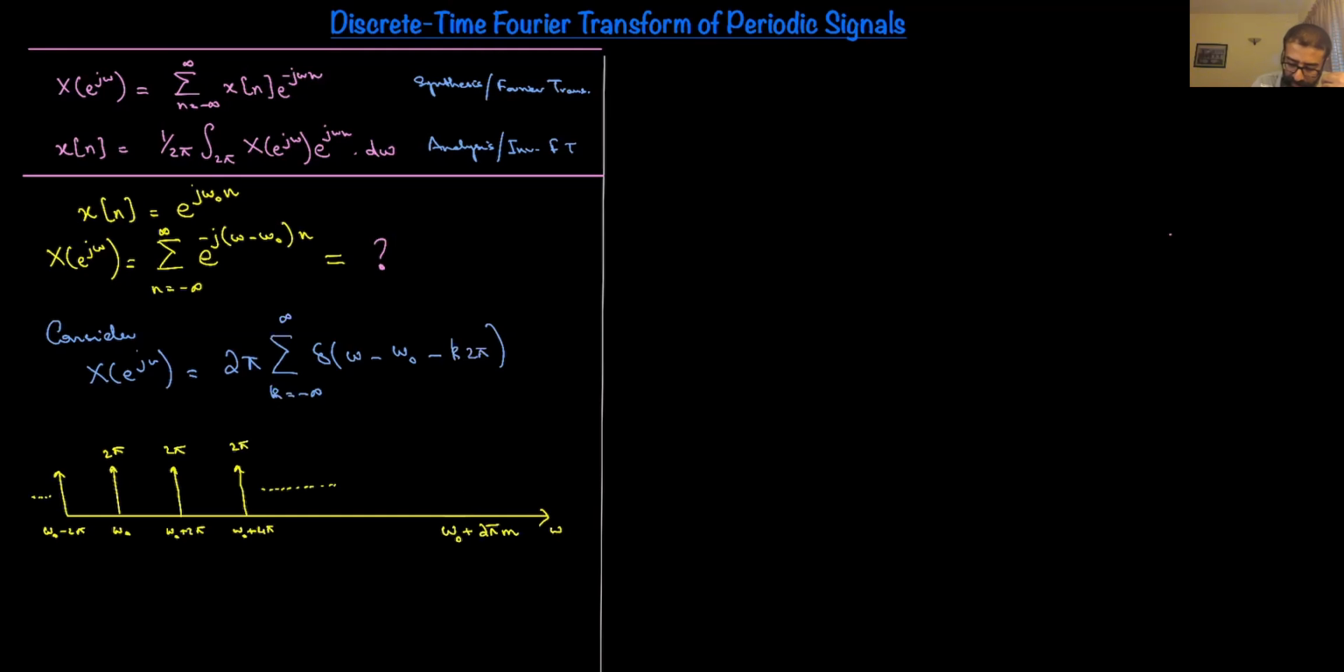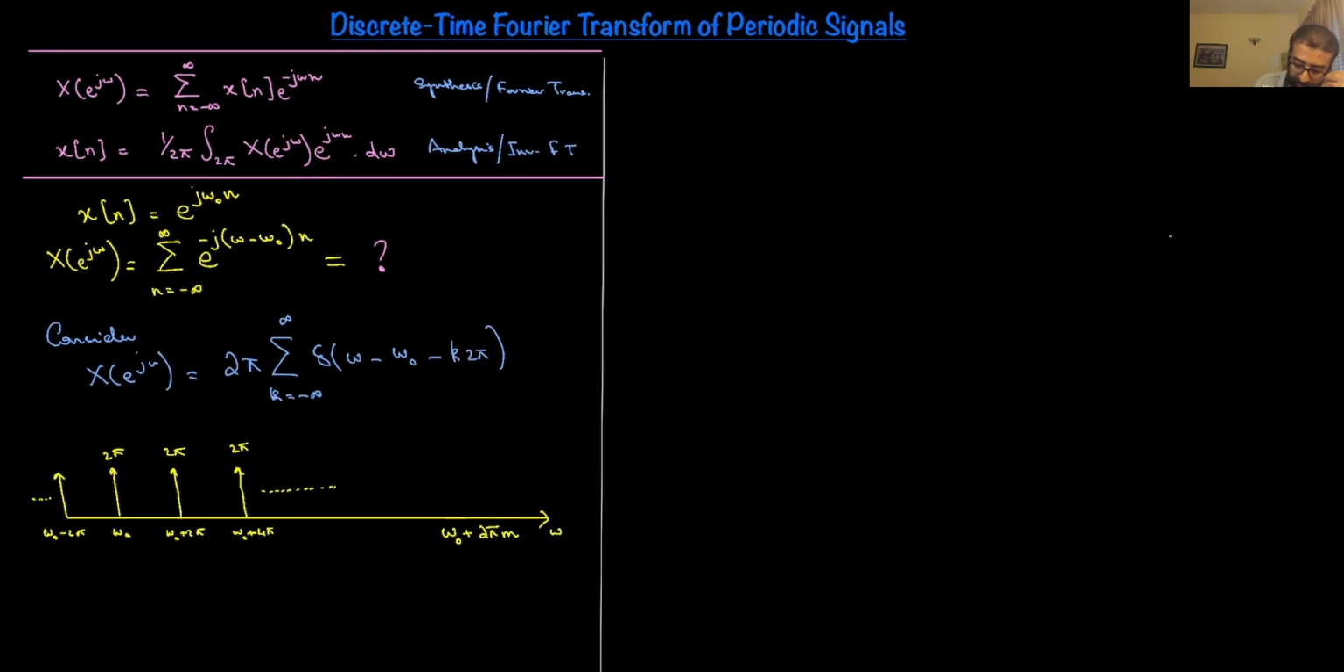Let's try to find the inverse Fourier transform for this. In order to find the inverse Fourier transform, I just use the analysis equation. This is 1 upon 2 pi, and then an integral over a length of 2 pi, of X of e raised to power j omega times e raised to power j omega n, integral with respect to omega.